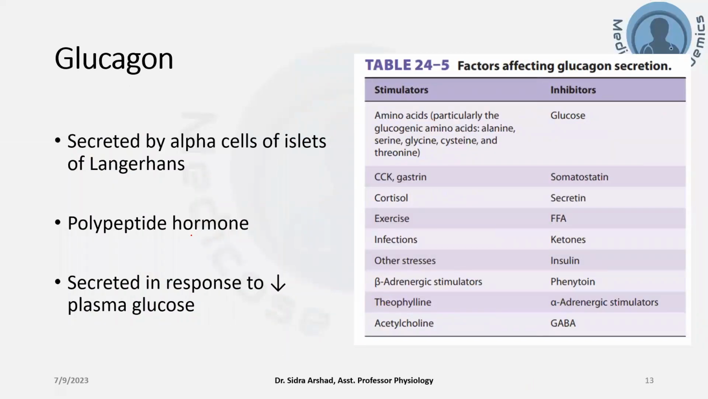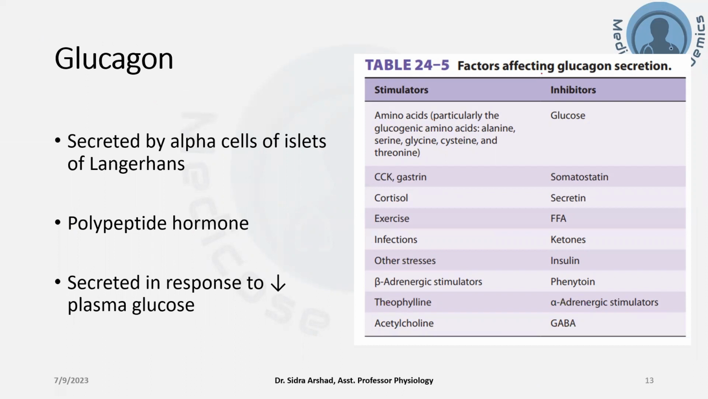Now that we have discussed insulin, let's move on to glucagon. Glucagon is secreted by alpha cells of islets of Langerhans. It is also a polypeptide hormone. It is secreted in response to decreased blood glucose levels. Whenever there is reduction of plasma glucose, the glucagon will be released by the alpha cells of islets of Langerhans.